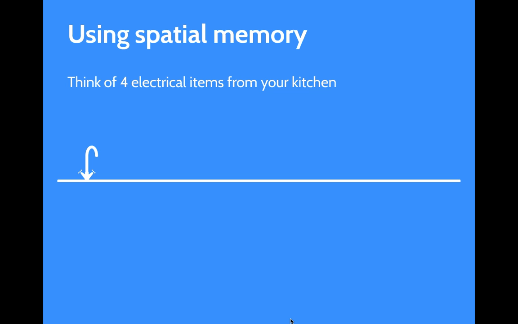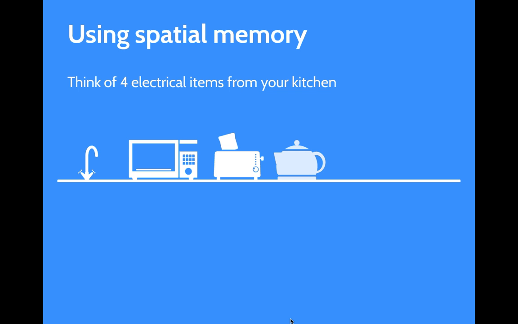Now, my guess is that when I asked you that question, think of 4 electrical items in your kitchen, you didn't actually have a bullet point list of items appearing in your brains. What actually happened is you visualized your kitchen, you saw an image of it pretty instantly, because you were probably there this morning trying to get your breakfast and get your coffee down you before you rushed out the door to work. And then you actually saw where those electrical items were in your kitchen. You visualized that space and you saw where those objects were.